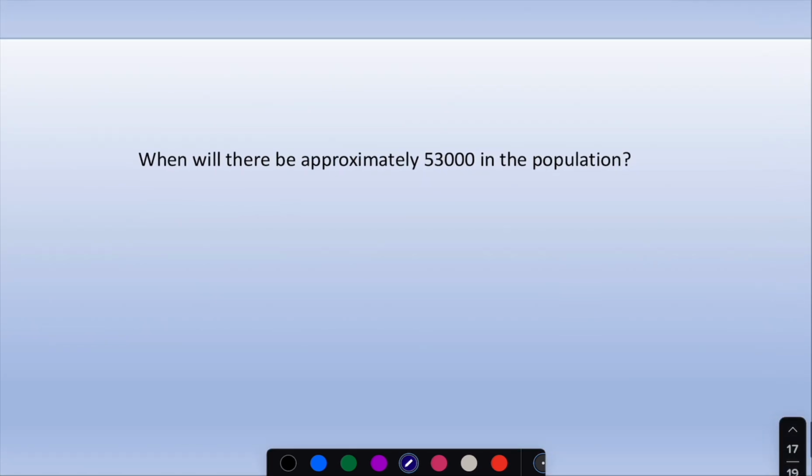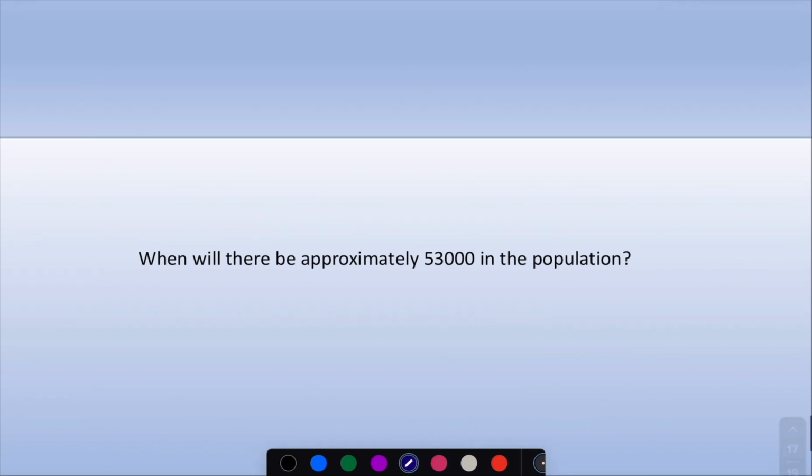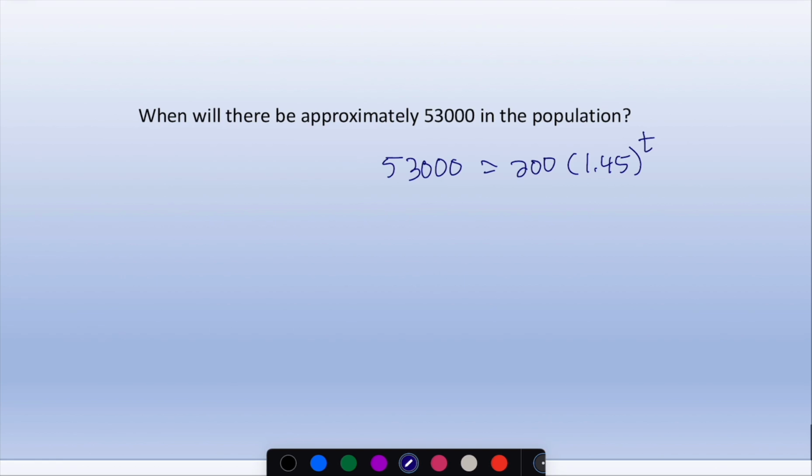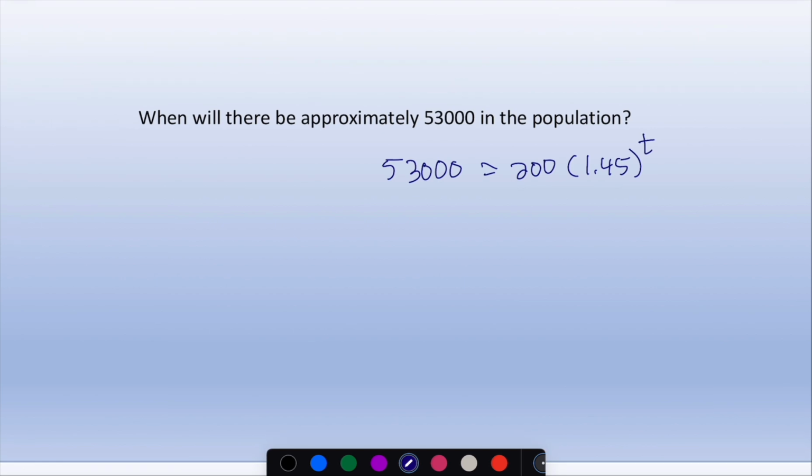And then it says, when will there be approximately 53,000 in population? So we want to know, when will the population hit 53,000? So what hour? So it'd be 1.45 to what hour? Well, there's a mixture of ways to solve that. First, take 53,000 and divide it by 200, because we can divide both sides by 200 to make our life a little easier. So we need to know 265 is equal to 1.45 to what power of t?